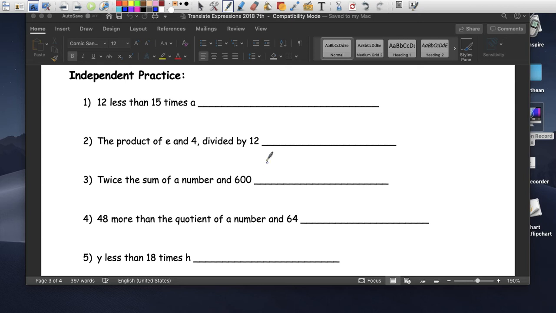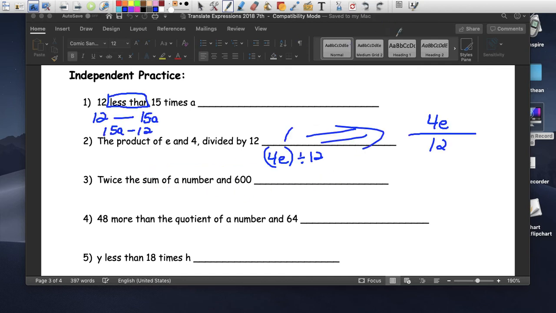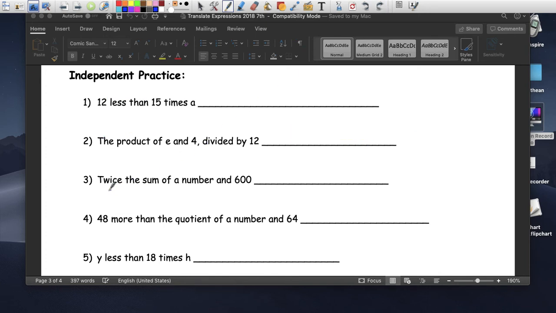Twice the sum of a number and 600. So twice, 2 times what? The sum. So we have to multiply. So first we have to do the sum of a number and 600. Sorry, I keep forgetting that. I'm going to do it under it. So twice means 2 times. We're going to multiply the sum of a number and 600. So we're adding a number and 600. We want to add these first, and then whatever answer we get, we want to multiply by 2. And in order to do that, we have to protect that addition with parentheses, because this makes sure that we add first, and then we multiply by 2.